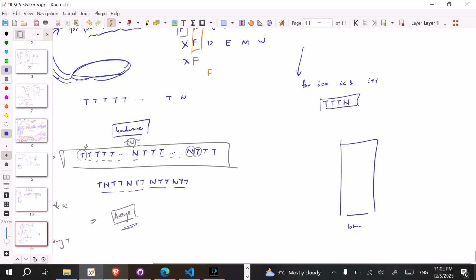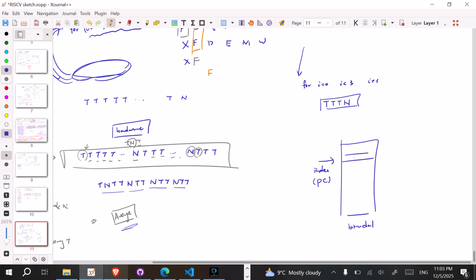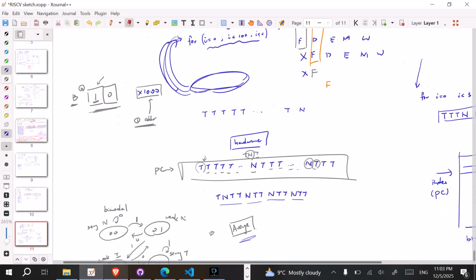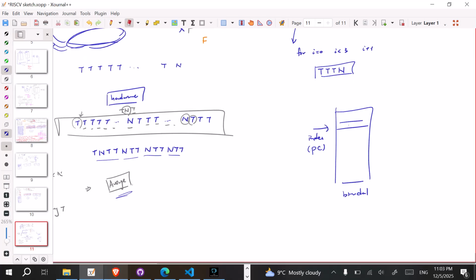a bimodal predictor, and this bimodal predictor has an index to distinguish between entries. We previously said that this index has to be the PC. The PC says, here's my address, and then what's the behavior of this particular address going to be like. But now this index is no longer going to be the PC, and I'm going to show you another paradigm, which is called the history table.